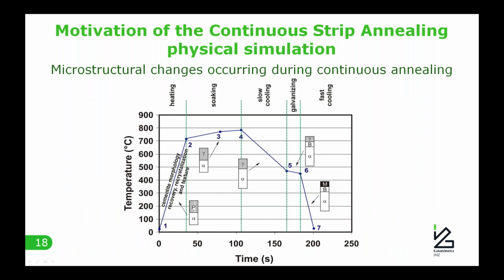Generally, during strip continuous annealing, we can distinguish the following stages: heating, during which recovery and recrystallization of ferrite occur, as well as cementite dissolution; soaking, with ferrite plus pearlite to austenite phase transformation; slow cooling, during which austenite to ferrite phase transformation occurs; galvanizing, with austenite to bainite phase transformation; and fast cooling, during which austenite to martensite phase transformation occurs.